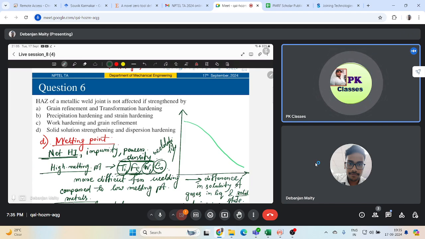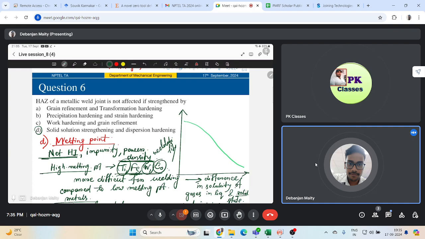Dark hardening. The correct answer over here is solid solution strengthening, and dispersion hardening is not affected. Okay. Now, why so? The heat affected zone of a metallic weld joint can still be affected by these kinds of mechanisms, but the possibility of that happening is very less. What is solid solution strengthening?